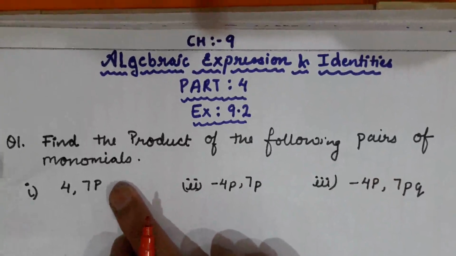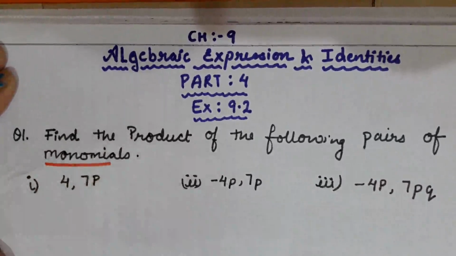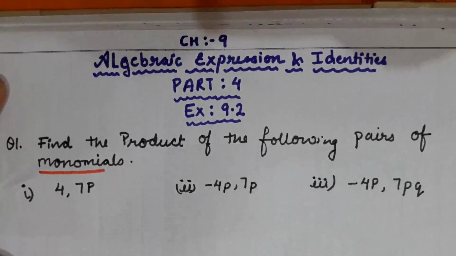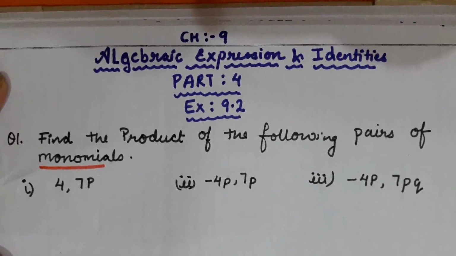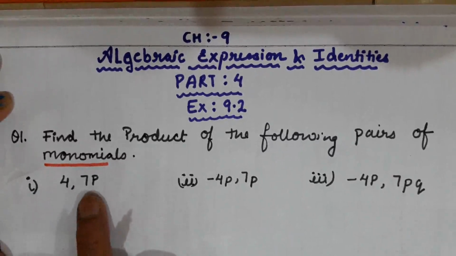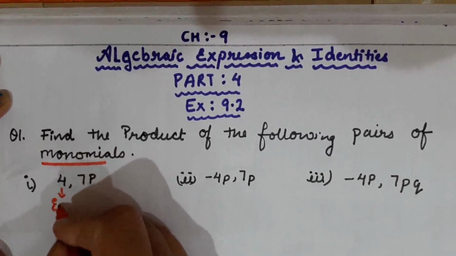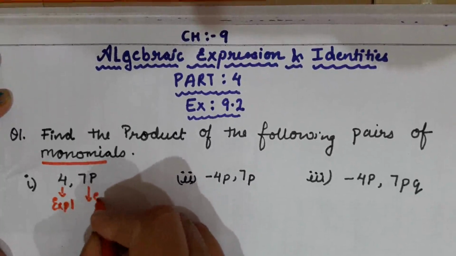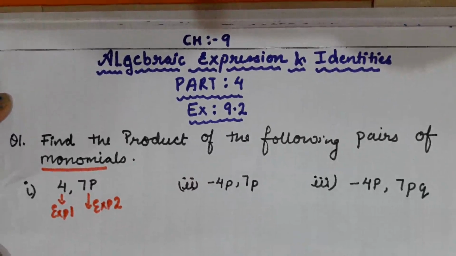Now let me clear up the meaning of monomials. We have already discussed this, but let's recall what monomials are. Monomials are expressions having only one term. So here 4 and 7p are the two expressions. This is expression 1 and this is expression 2. Both expressions have one term.